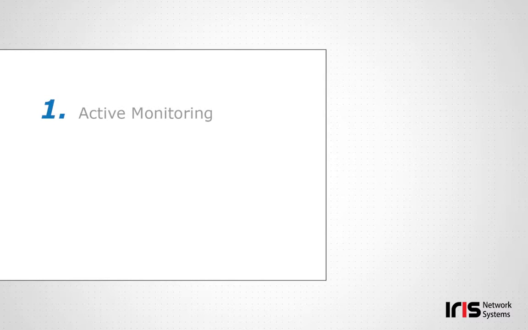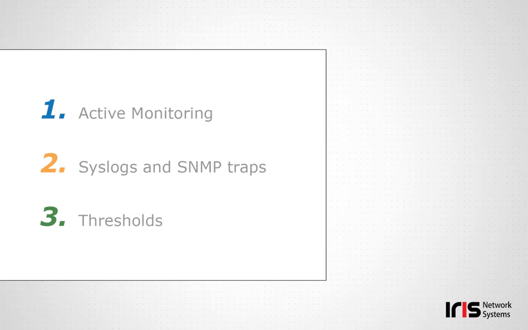There are three main subsystems which generate events in Iris. Active monitoring, these include ICMP monitoring, SNMP status monitoring, and TCP port monitoring. Syslog and SNMP traps, which come directly from devices, and thresholds which breach on graph data values.